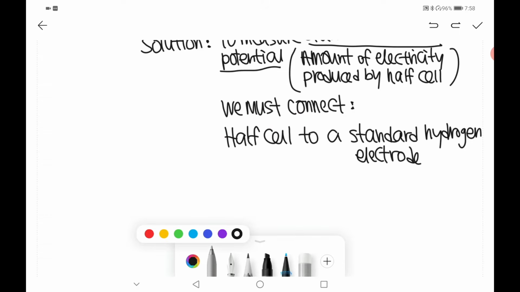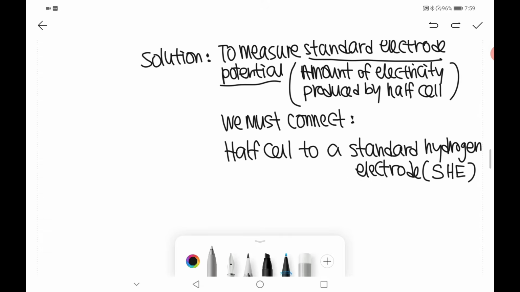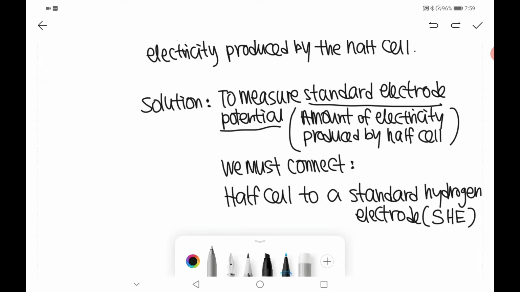Standard hydrogen electrode, in some of the books, they use a short form, SHE. S is standard, H is hydrogen, E is electrode. So when you see SHE in some of the reference books or textbooks, they are referring to standard hydrogen electrode. Now the next thing is that you must know how to draw the standard hydrogen electrode.